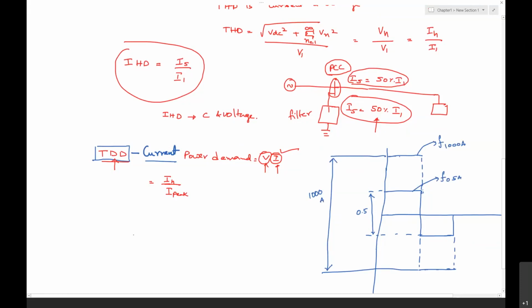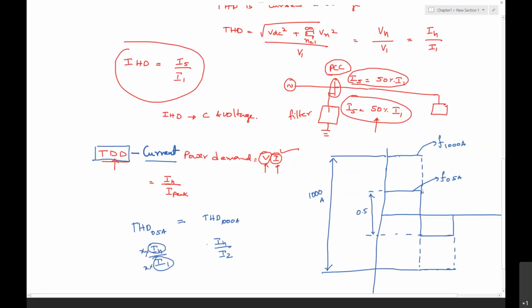For these two signals, if you evaluate the THD of 0.5 amperes and the THD of around 1000 amperes, the THD will be the same only. Why? Because with respect to the harmonic current by I1, if you are evaluating IH by I1, the factor in the numerator and the denominator is just a scaling factor.